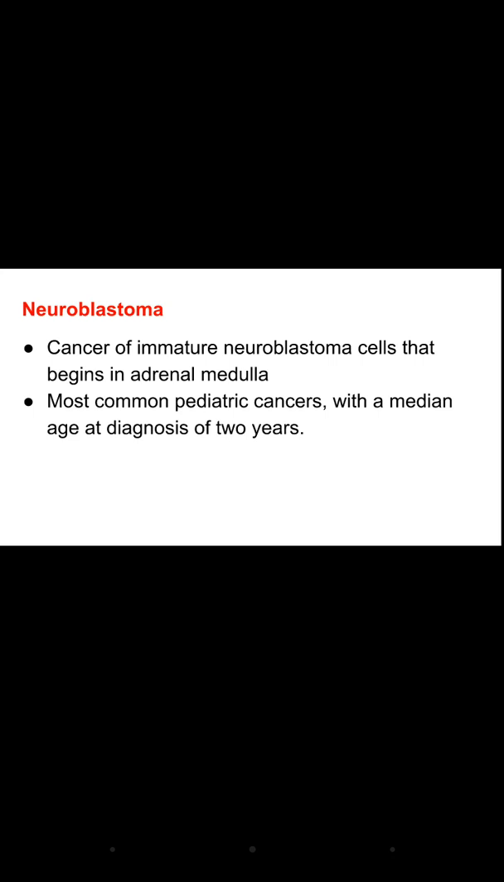So neuroblast cells, or neural crest cells, will differentiate into the cells of the adrenal medulla. So there may be chances of formation of cancer which may begin in the adrenal medulla. This is the cancer of immature neuroblastoma cells which begins in the adrenal medulla. Now this is the most common pediatric cancer with a median age at diagnosis of 2 years. Okay, so the most common pediatric cancer is neuroblastoma, and it is diagnosed at the age of 2 years.